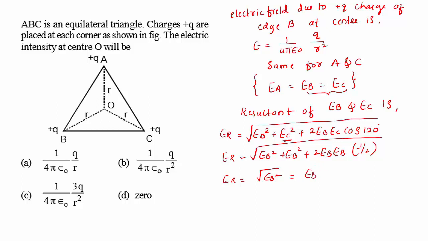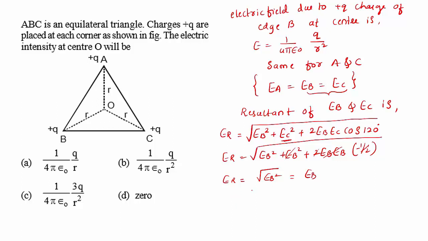Here minus 1 by 2, 2 and 2 will get cancelled, minus EB square plus EB square will get cancelled, remaining is simply the resultant vector ER equal to EB. So in a similar way we can find for EA and EB. So the magnitudes of EA, EB, EC are equal, but they are in opposite directions. Equal in magnitude, opposite in direction. Then what happens at the central point of the triangle? Electric field at the center, electric intensity at the center will be 0.